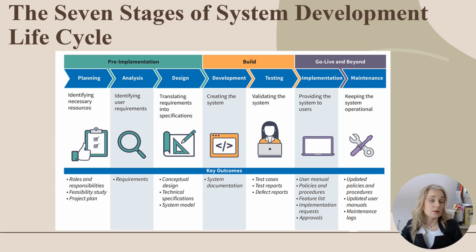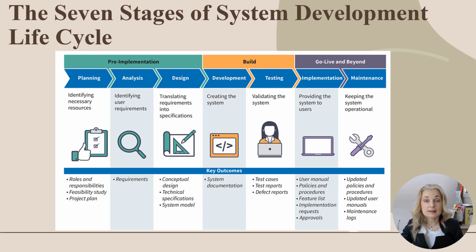So when we look at pre-implementation planning, the main goal is to identify the necessary resources needed for the project. And the key outcomes, you should have roles and responsibilities of the project team. You should conduct a feasibility study and create a project plan. Similarly, analysis involves identifying user requirements. And once the stage is complete, all the requirements are documented.